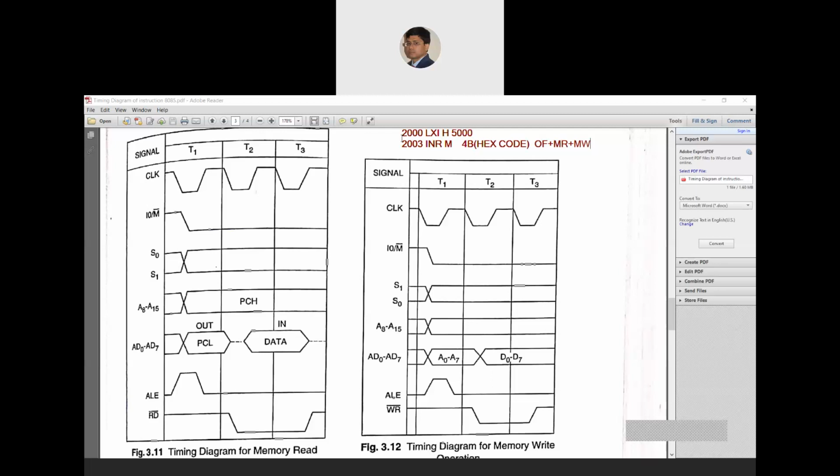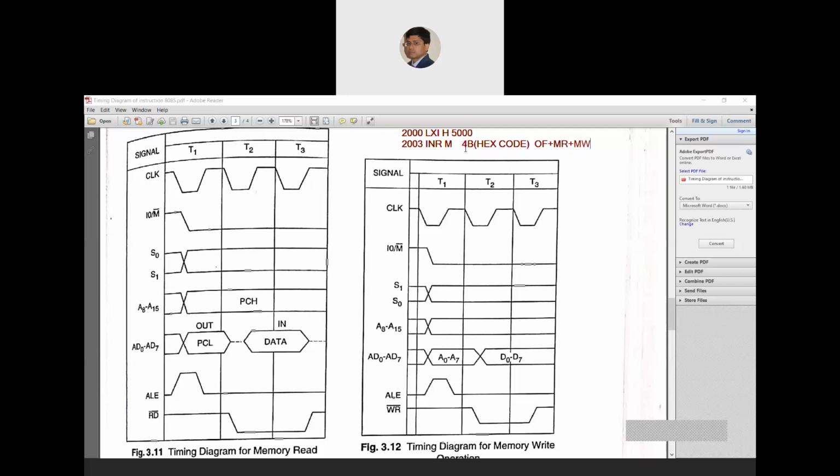Memory read is required to read the data from the memory location, and memory write is required after modifying the data. After reading the data, it will add 1, so the data is modified. The modified data it has to write into the same location. So at the location 2003, I have written the instruction INR M, which has the hex code 4B. Fetching this 4B from 2003 is done in the first operation, that is the opcode fetch operation.